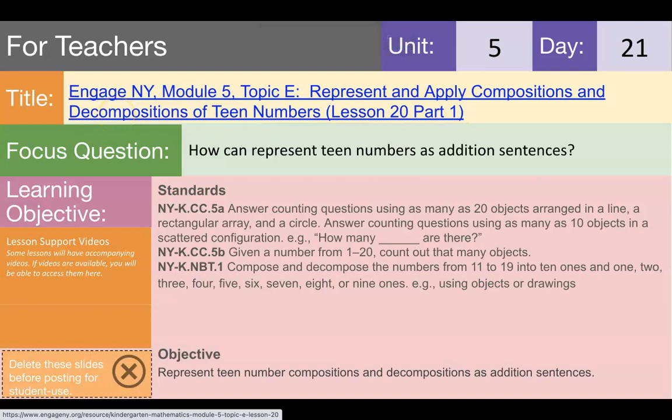This is Wendy Morin, and today we are going to work on a kindergarten lesson that is involving representing teen numbers as addition sentences. So we are connecting teen numbers to addition sentences, and we are using the concept of a number bond to help our students with disabilities who are in kindergarten. The objective is to represent teen number compositions and decompositions as addition sentences.